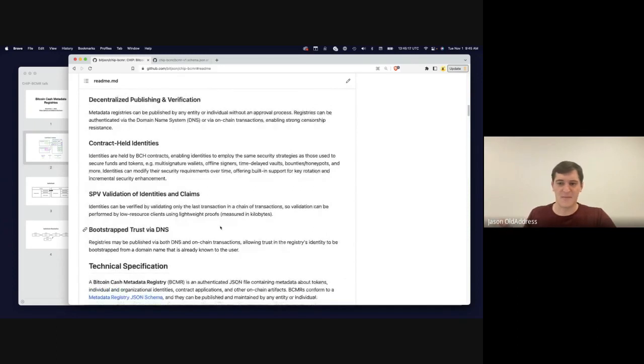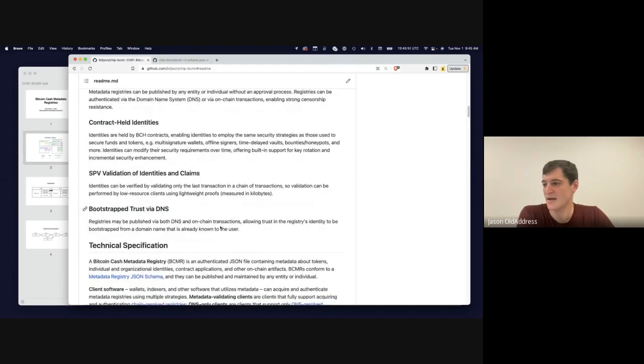Some other details: identities are actually held by Bitcoin Cash contracts. They're held by the same kinds of contracts that hold funds and tokens. So you can hold the identity in a multisig wallet. You can hold it with an offline signer, time delayed vaults. You can use honeypots to reveal whether or not somebody has one of the keys of your identity. Everything that's available to the security ecosystem for Bitcoin Cash should also be available for these identities.